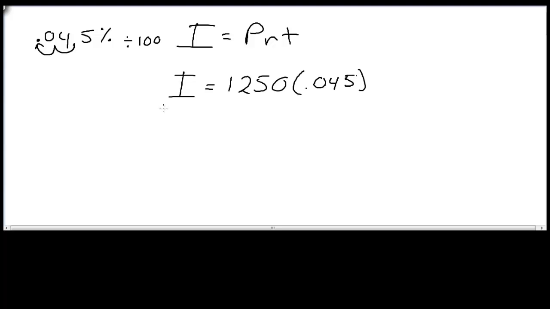Now for my time of 6 months, I need to convert that to years, so I need to think in 6 months out of 1 year, what is 6 divided by 12? That's going to be 1/2. So this is over the course of a half year, so we put in 0.5 for the time.